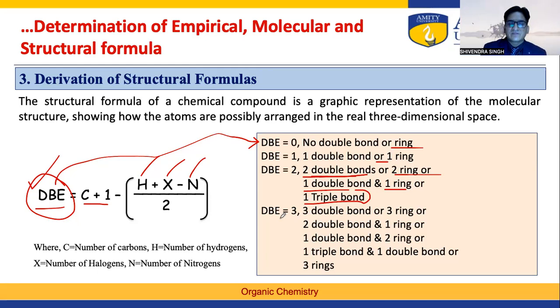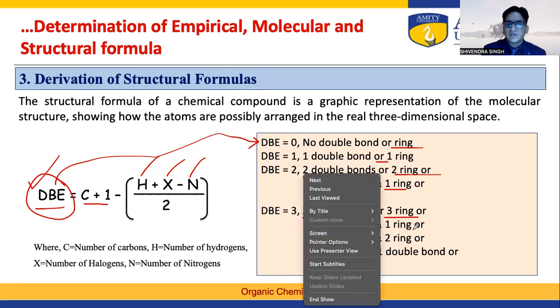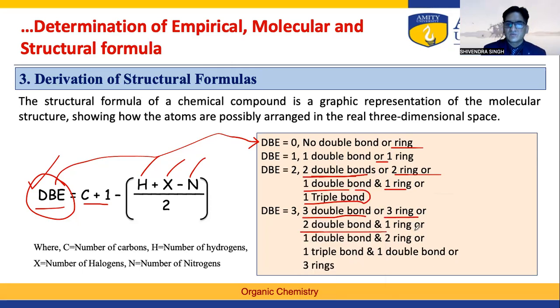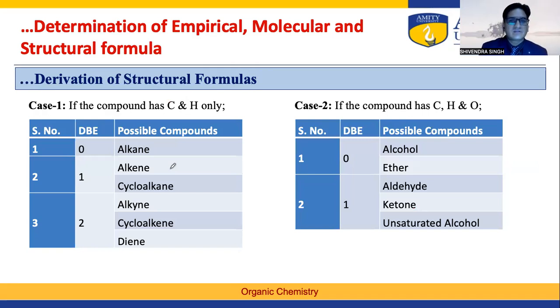Okay. Now, if DBE is 3 or more than 3, then we can say if it is 3, then either it has three rings, or it has two double bonds and one ring, which if we add 2 and 1, then we have 3. Or it could be one double bond and two rings, or it could be one triple bond plus one double bond, or it can have three rings. So we have a lot of possibilities depending upon this DBE value, right? So how can we apply this concept?